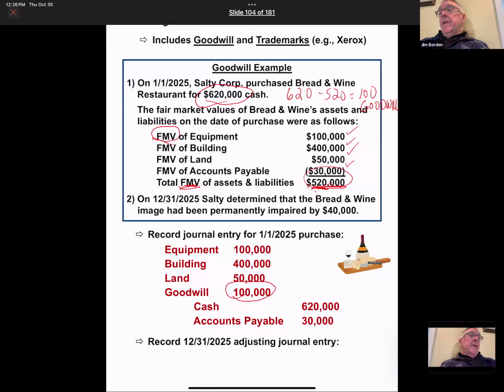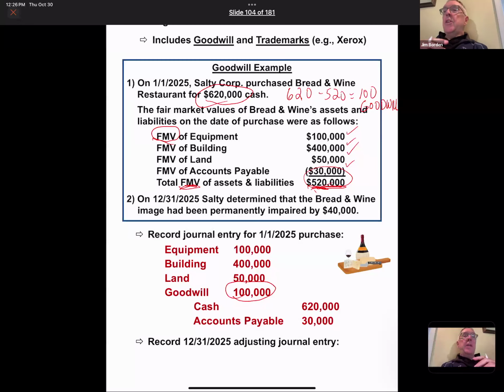And so it's an estimate, right? When we're buying this, ideally, if we're Salty, we'd have preferred to just pay 520,000 for this company, right? But as part of the negotiation between Salty and Bread and Wine, they finally reached agreement that there was something special that wasn't captured in the net fair market value of 520 that made Bread and Wine worth more than that number. So what could that be?